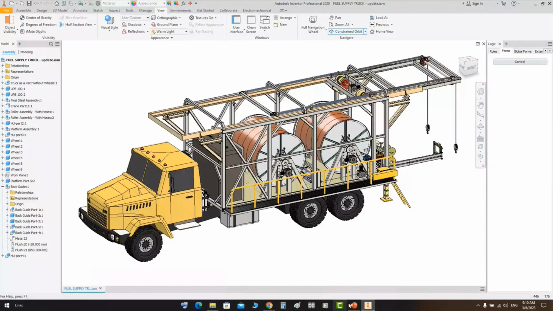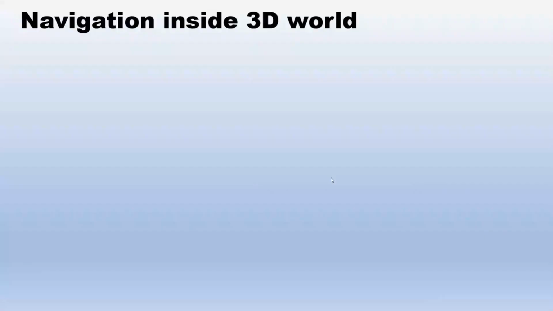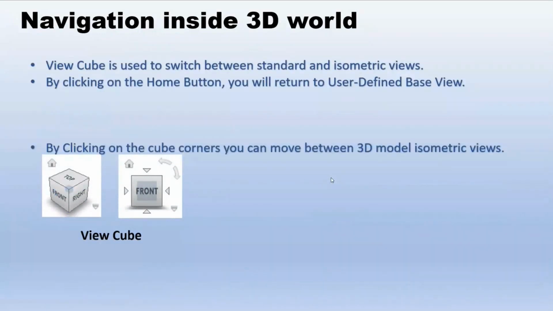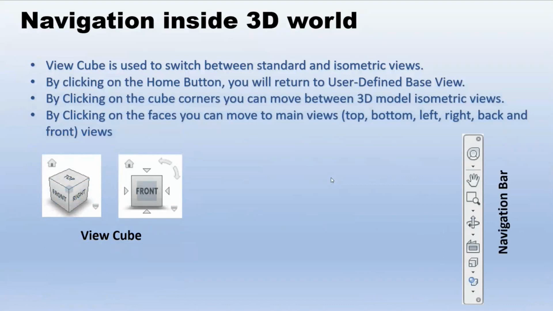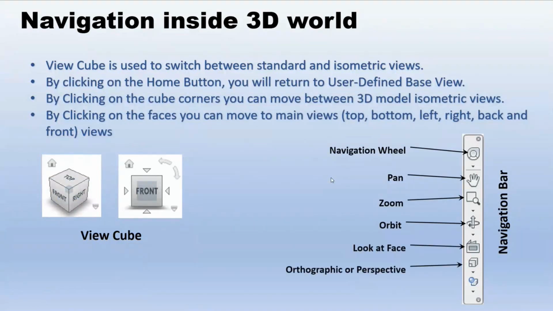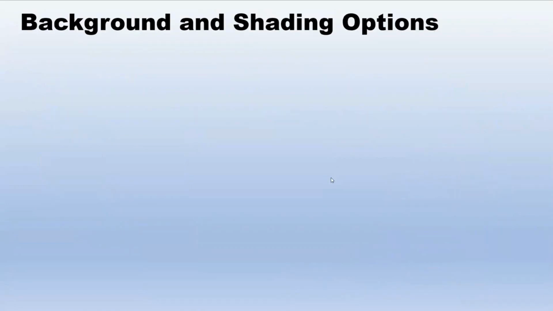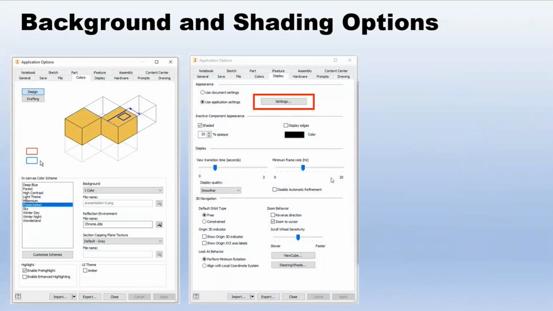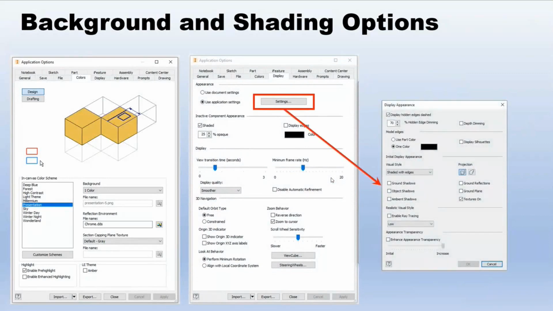So from here, on this slide, we discussed how to navigate inside the 3D world by using the view cube and the navigation bar, which give you the ability to rotate, pan, or look at a face, change the view from perspective view to orthographic view, and change the shading style. Okay, how to change the background color and how to display the default setting for your view.